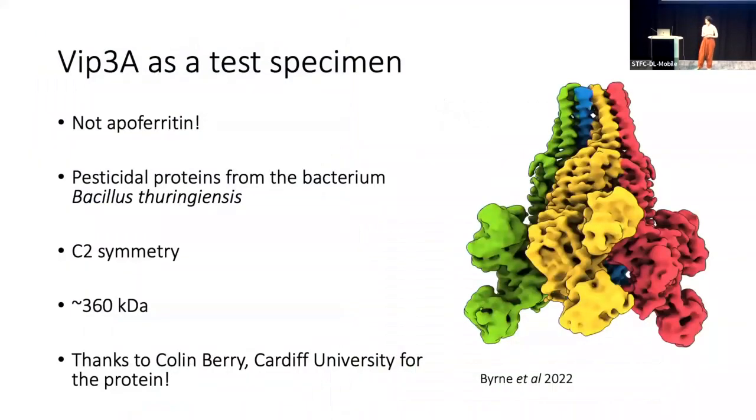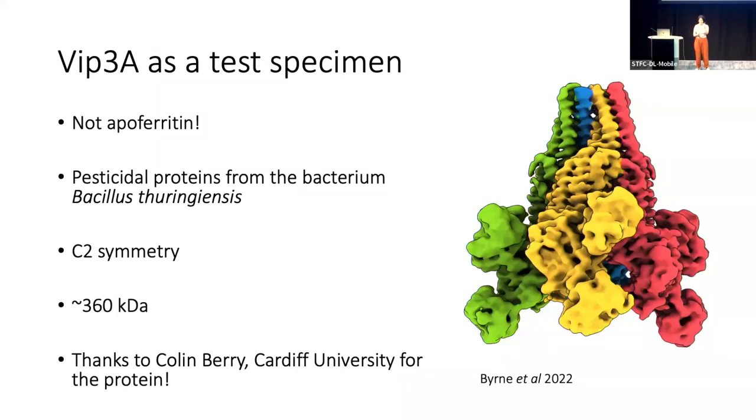So what we did was take a protein sample, and I was very keen not to use apoferritin, because I think at this stage in my career, if I see another apoferritin structure, I might scream. So we chose something which is biologically a little bit more interesting, and also has a little bit more challenge associated with it. So it's not quite the brick that apoferritin is. It's not huge, but it's certainly not tiny. It comes in at about 360 kilodaltons, and it does have C2 symmetry. And big thanks to Colin in Cardiff for letting us steal this protein.